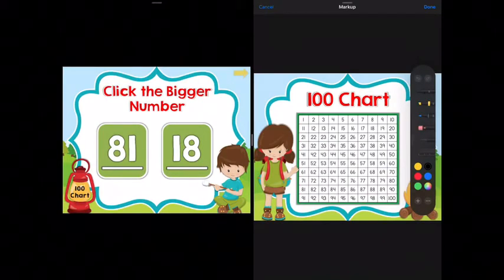Before we start, let's do a quick review. Click the bigger number, 81 or 18. Let's go over to our 100 chart and let's circle 18. And let's circle 81. Which one's smaller or which one's bigger? We can tell that 81 is all the way down here and 18 is all the way up here. So 81 would be the bigger number.